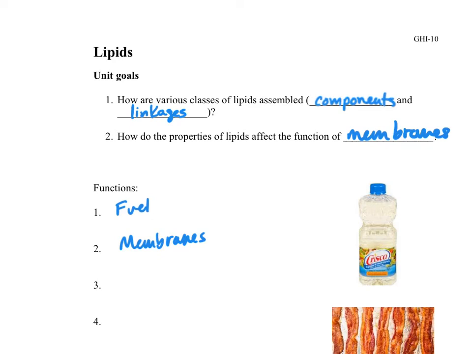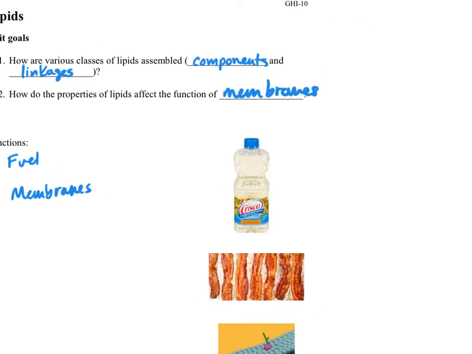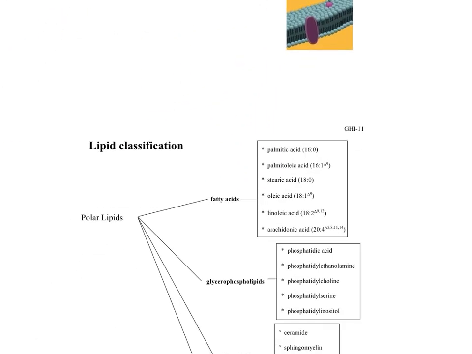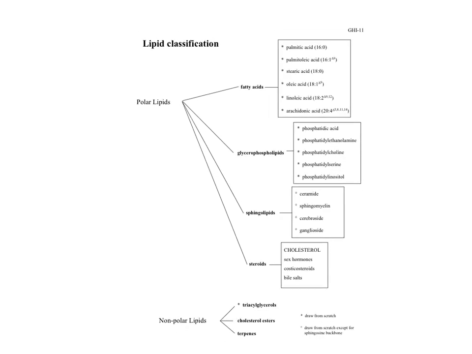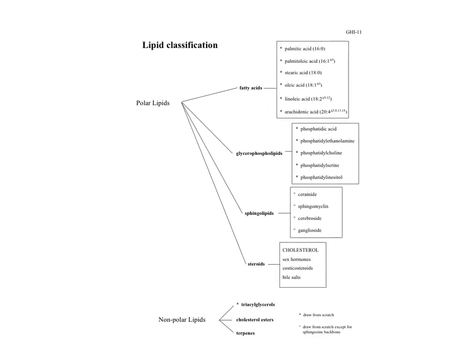Before we move on to our next topic, I just want to circle around and talk about our goals for this chapter. First of all, we want to talk about how lipids are assembled, and that means taking various components and putting them together with different types of linkages. And I'd note that our two most important functions for lipids are fuel and forming membranes. Now, let's remember that we moved on and talked about fatty acids and triacylglycerols as the fuel components.